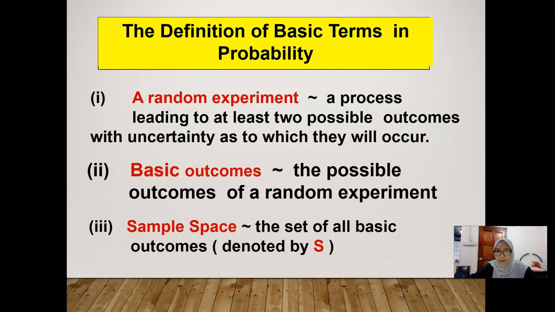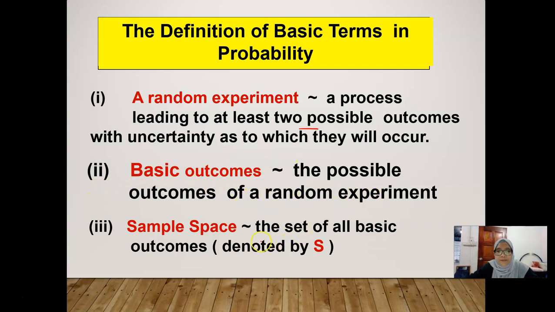Okay, so this is the basic term definition of probability. So what is a random experiment? It is a process leading to at least 2 possible outcomes. At least 2 possible outcomes. In the case just now, there are 3 possible outcomes: blue, gray, and black pen. In this case, at least 2. There must be at least 2. Okay, yes or no. And then basic outcome, the possible outcomes of a random experiment.